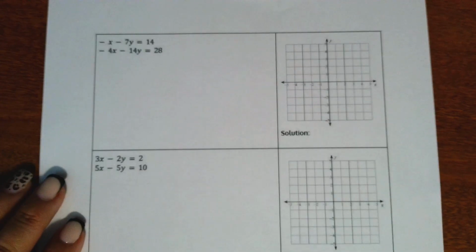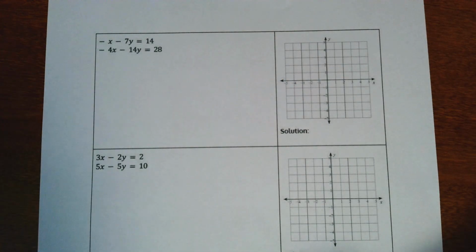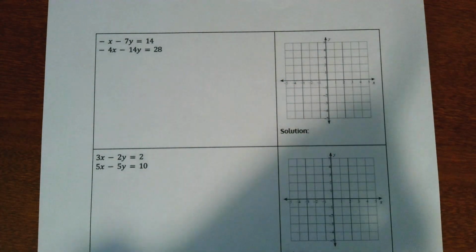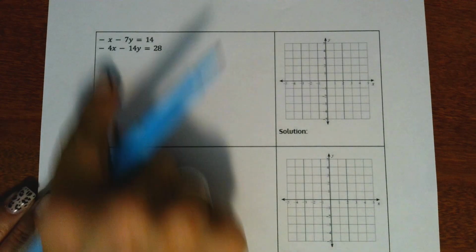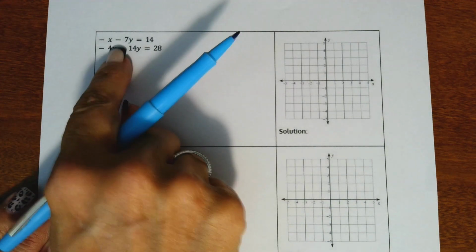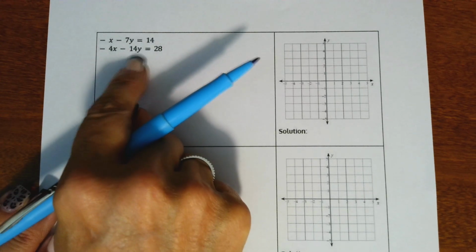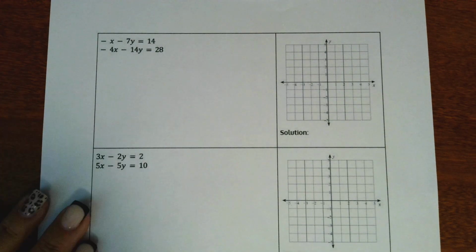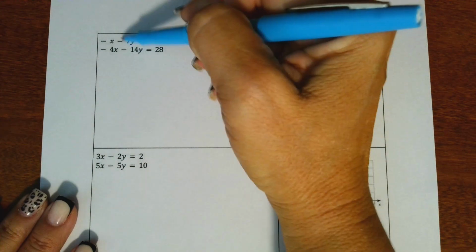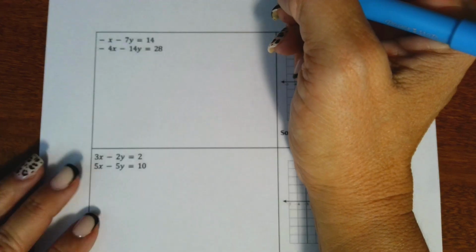Again, for 2 more examples, we're going to keep using the elimination method so that you can see a few examples and then you can decide what you like and what you do not like. Okay, so I have negative x minus 7y equals 14, and negative 4x minus 14y equals 28. Neither one is automatically going to be eliminated, and neither one has a plus and a minus. So we're definitely going to have to change signs.